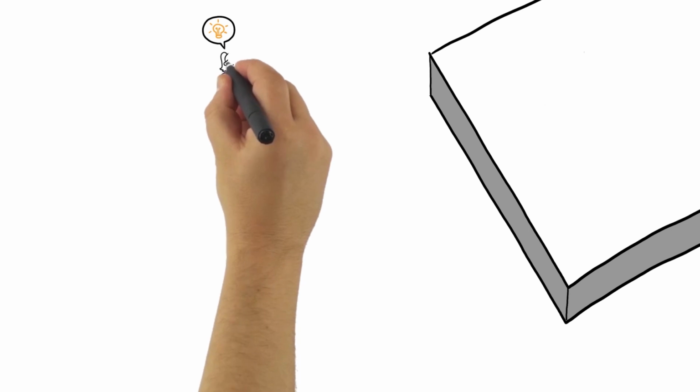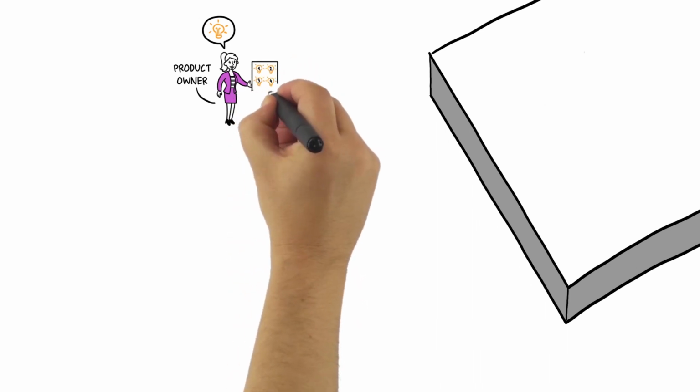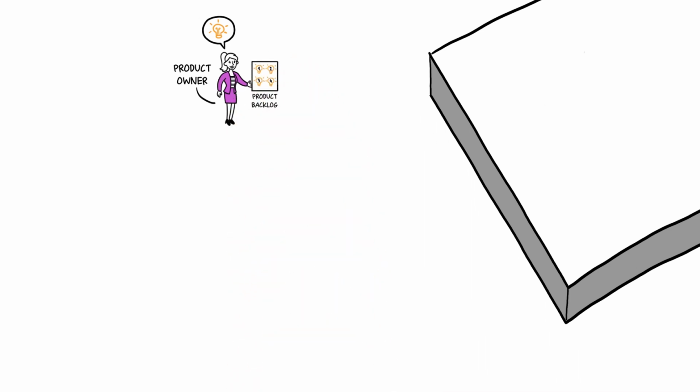Product development with LeSS starts with a person who has an idea or a vision for a product. We call this person the product owner. The product owner maintains a list of things that can later be part of the product. This list of things is called the product backlog. There's only one product backlog for each product rather than per team.